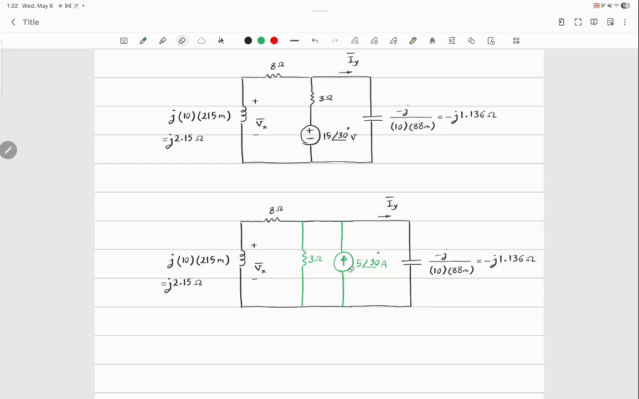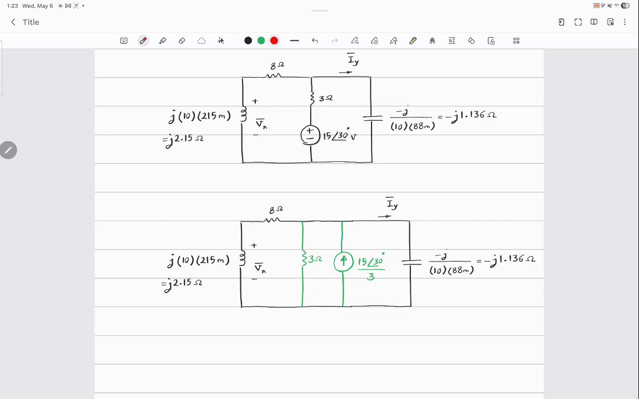So if that is giving you problem, let me write it in the form 15 with the angle 30 degrees divided by 3. Okay? Now, yes, that is way better. How do you find IY? Current division. How do you find Vx? Again, current division multiplied by whatever impedance that you have.